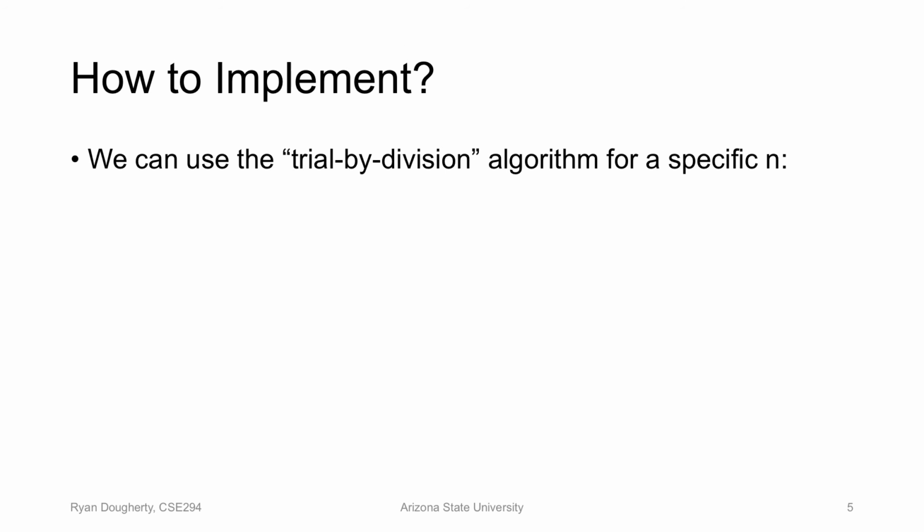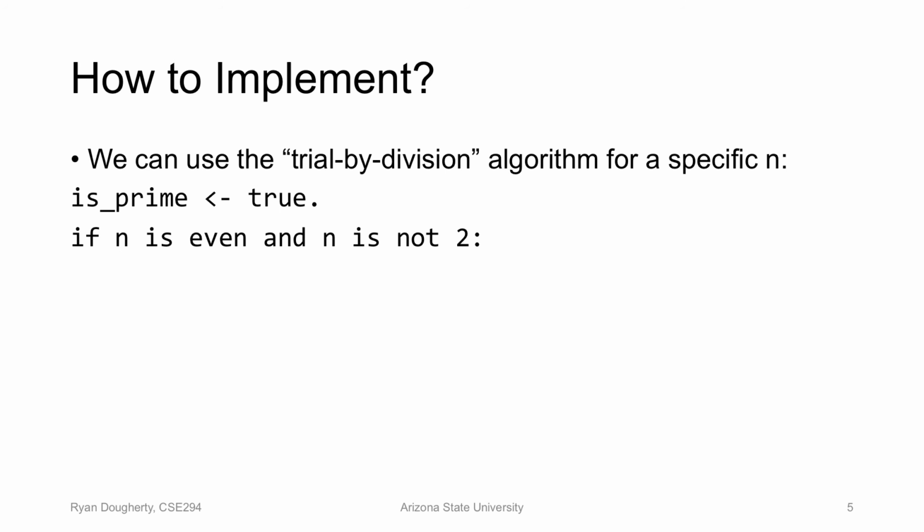But the idea is to just use a trial by division algorithm for a given number. So what we do is we assume that the number is prime at the start, and then we search through the list of candidates for a particular divisor. If we find a divisor for which we show that n is divisible by it, then we say that is prime is false, because we found the divisor that we were searching for. But if we don't find one, then we default to true. So if n is even and is not 2, so what should I say here?